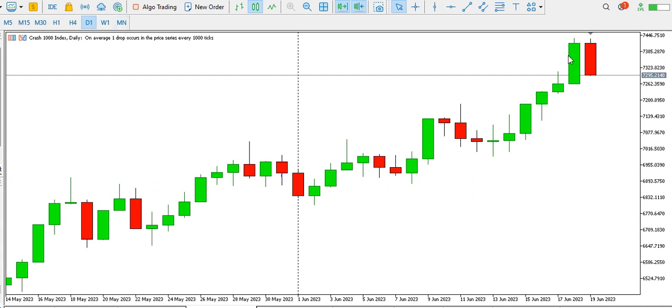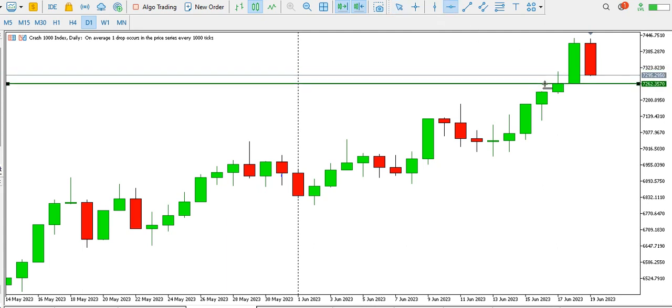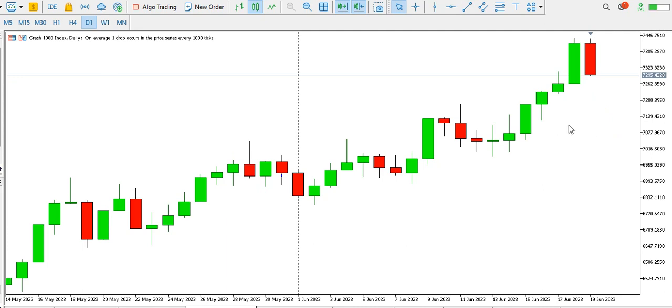Looking at the daily time frame, we're seeing something like a tweezer top being formed, until price drops and closes at the 7262 level for us to confirm that we have a tweezer top. A tweezer top candlestick pattern is a bearish retracement or reversal pattern. The price is going to drop on the daily time frame.